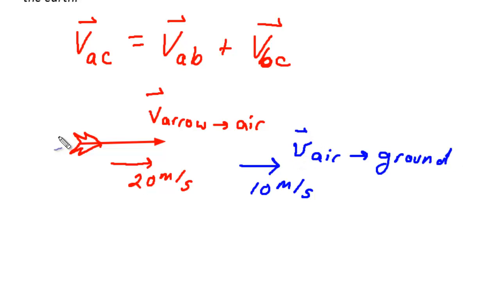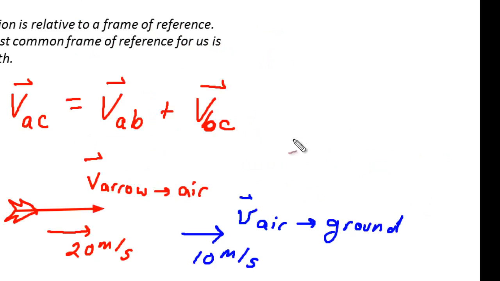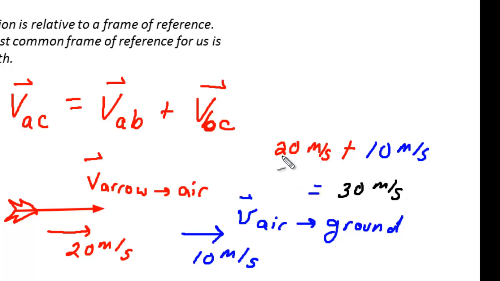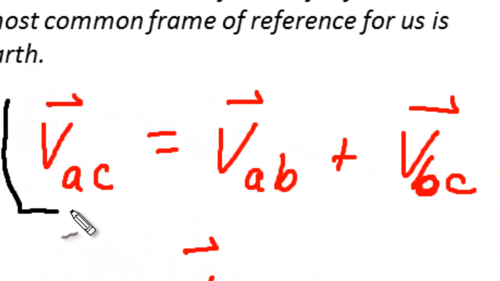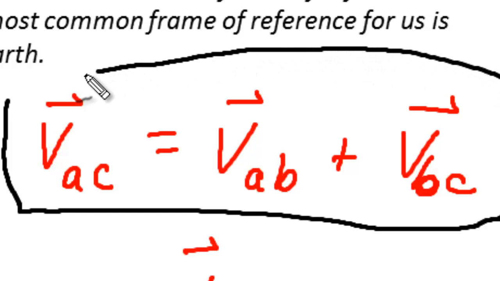So we have the velocity of the arrow to the air, and we have the velocity of the air to the ground. If we want to know how fast the arrow was going compared to the ground instead of the air, well, we'd take the 20 meters per second plus the 10 meters per second. And that would give us the speed relative to the ground. And that, of course, would be 30 meters per second. So 20 plus 10 is fairly easy math to get us to 30. This equation up here looks kind of bizarre, but again, once you put it into an example, it looks much easier.